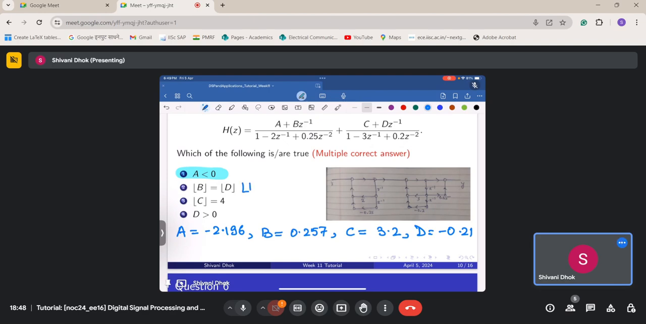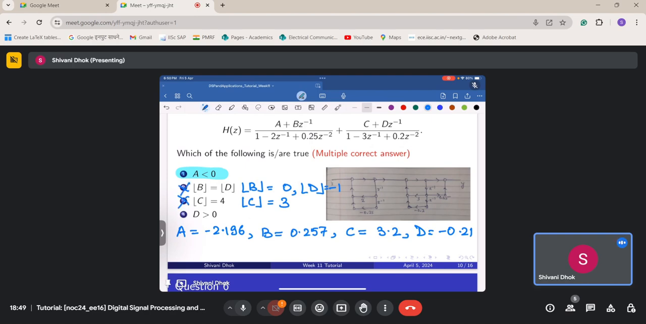So here floor of B is equal to 0 and floor of D, so the smallest integer less than this will be minus 1. So if that is the case, this thing is 0 and this thing is minus 1, which means that this is not correct. Next thing says that floor of C is equal to 4. So floor of C, if you observe here, this is 3.2, which means its floor will be 3. So again, this is not correct.